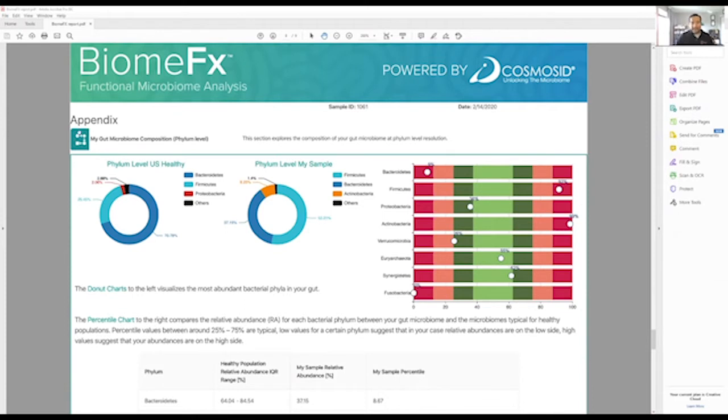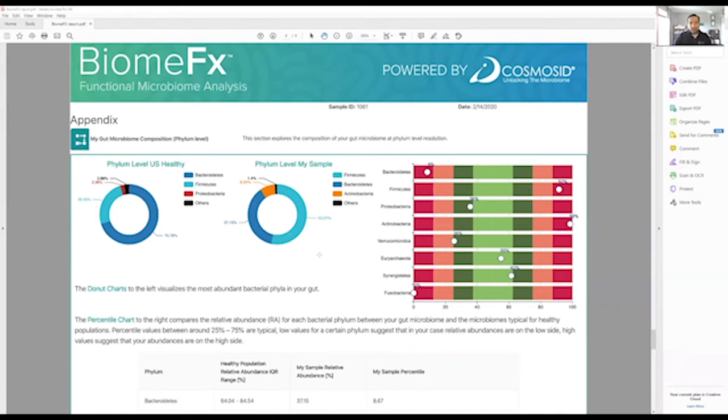Okay, here's the important thing to note. This is an appendix to everything else that's already been reported in the report, right? This is just another way of visualizing the report, and the data and the overall ecosystem of the gut and how it maps against the U.S. healthy normals. So there's a bunch of different types of plots here. This is called a donut plot.